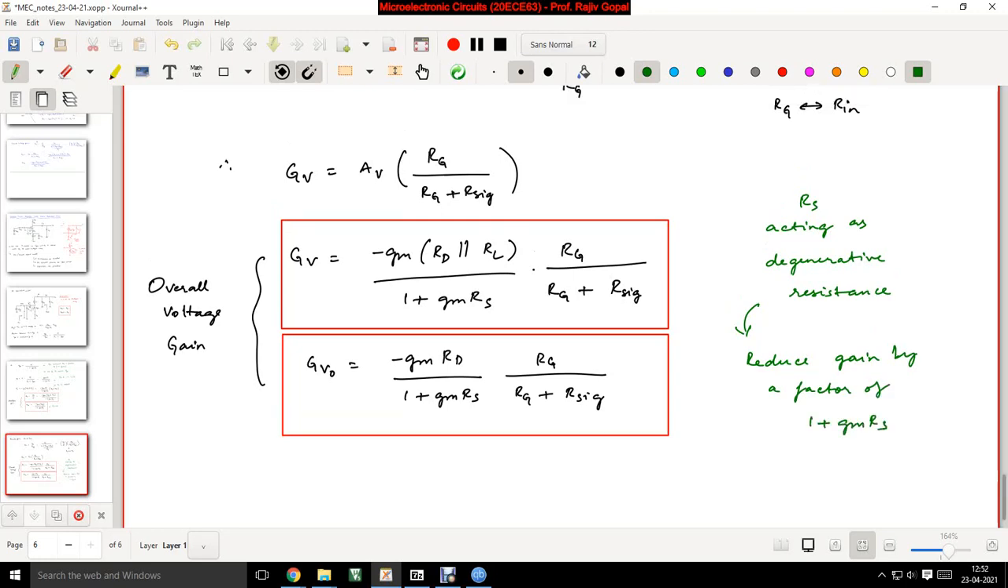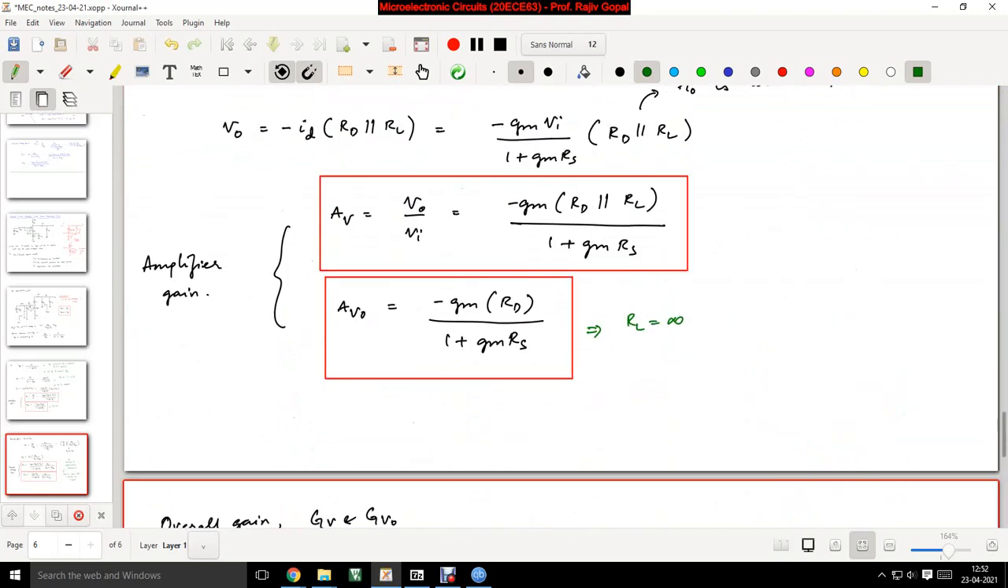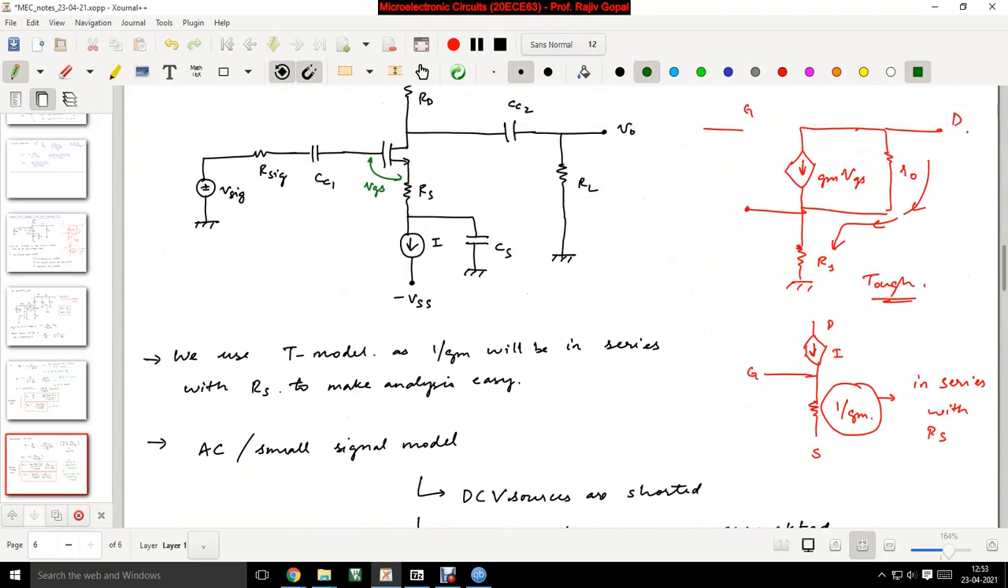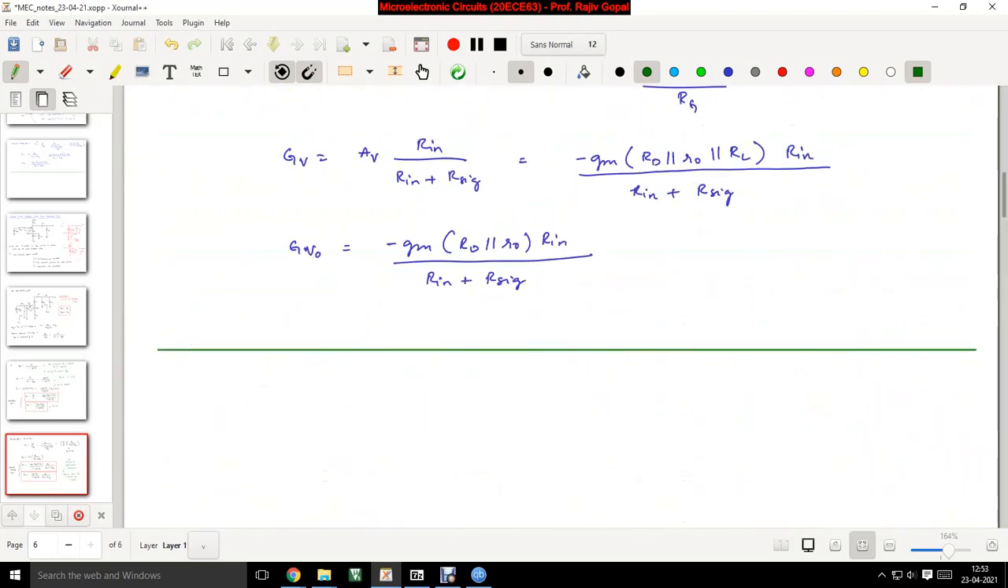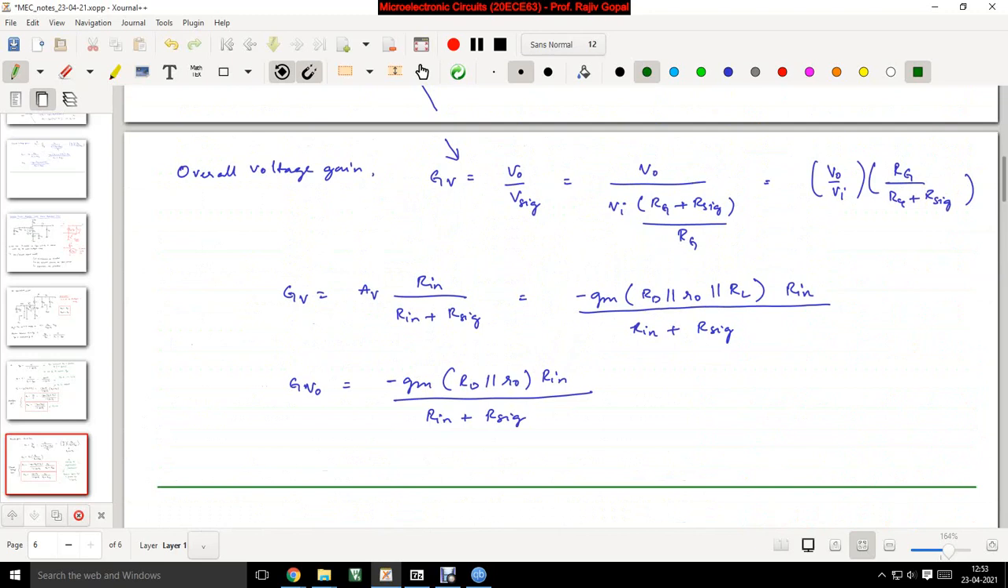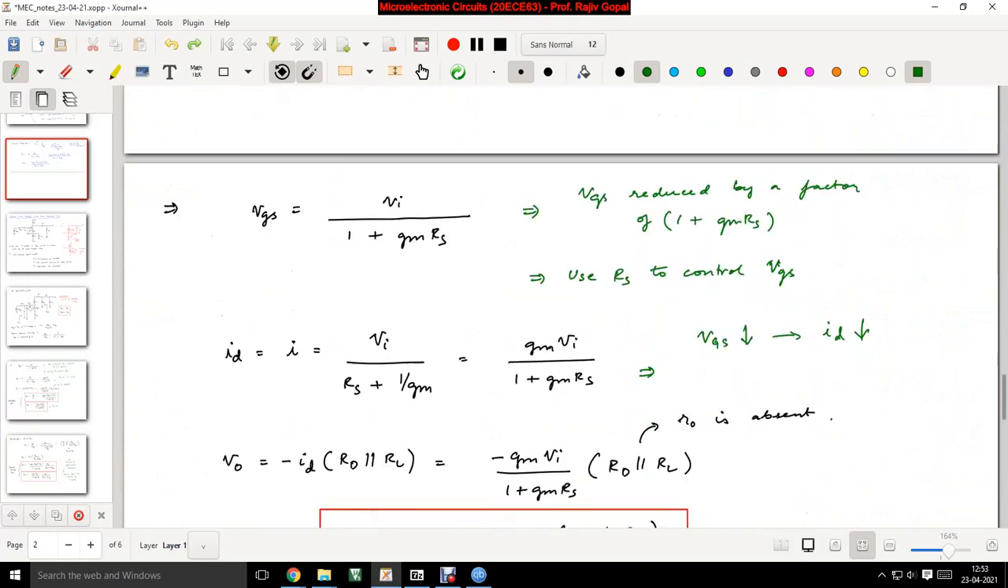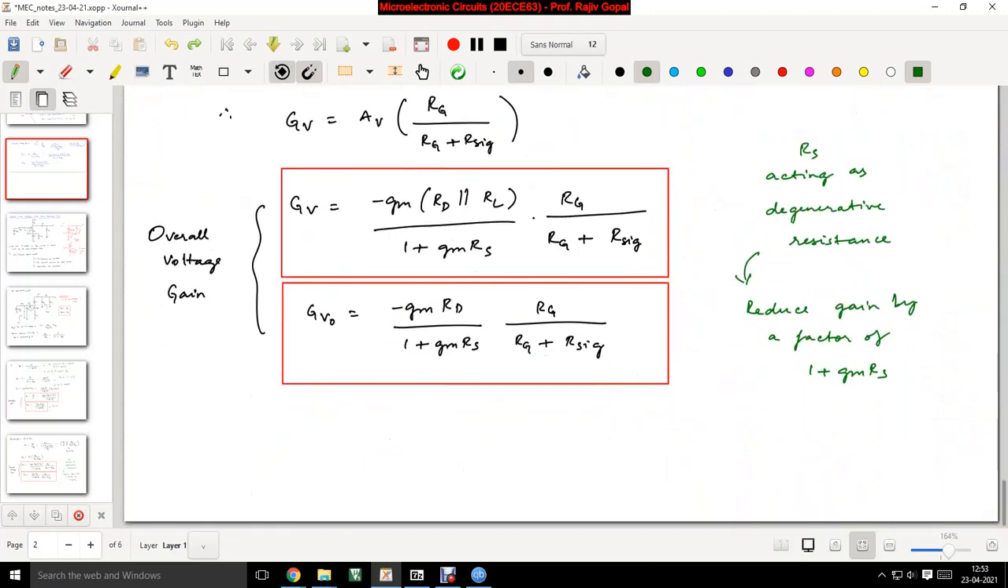If you look at the gain of the amplifier with no rs, the first one, see these two, we don't have that 1 plus gm rs term here. So here gain will be significantly higher. When you add source resistance, gain will be less. It reduces by a factor of 1 plus gm rs.